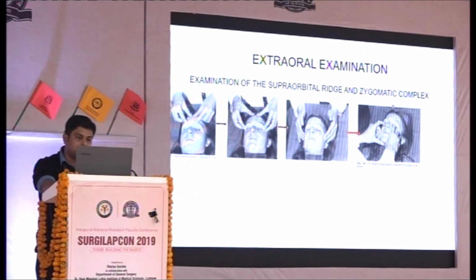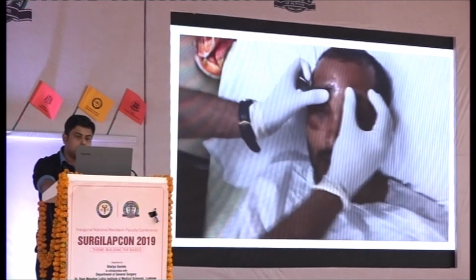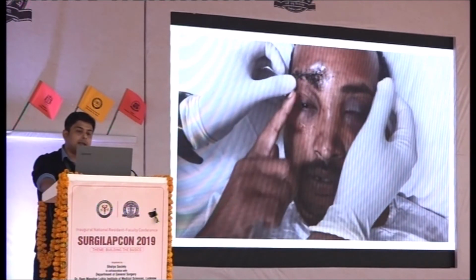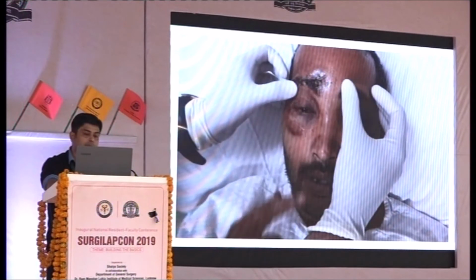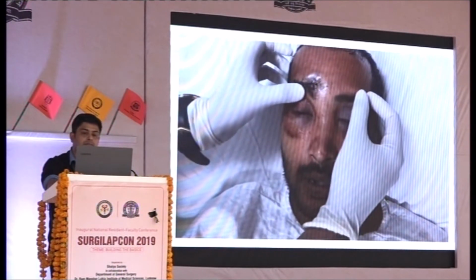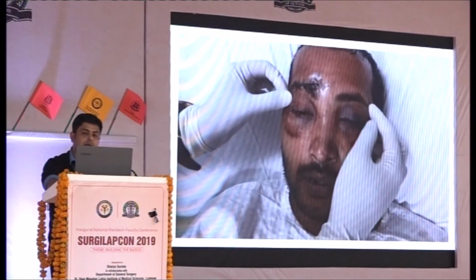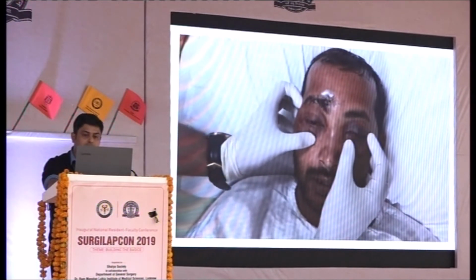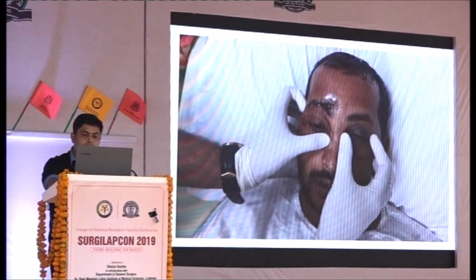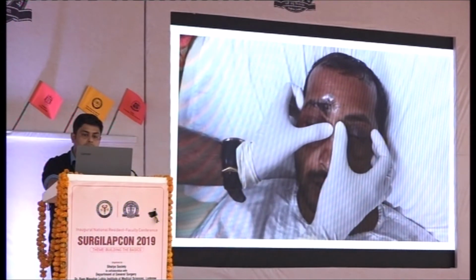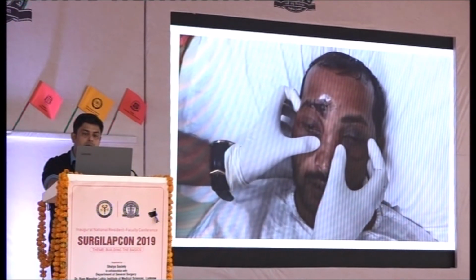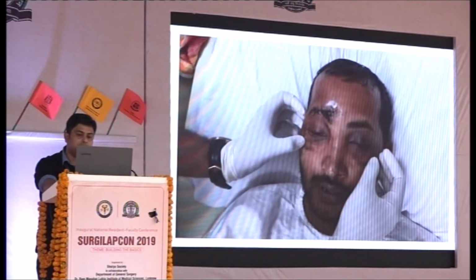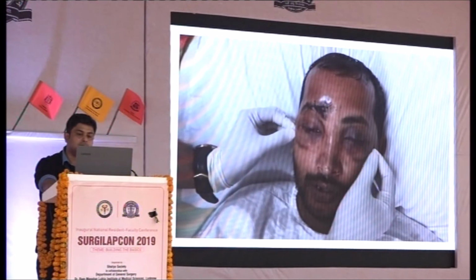So we palpate the supraorbital ridge, we are looking for any pain or any bony spurs and any crepitations. Here the patient is showing that he has a pain over the supraorbital ridge. And then we gradually come down to the zygomatic arch and to the inferior orbital ridge, looking for any bony spurs or any abnormal crepitations, movements and pain, and then to the zygomatic buttress.